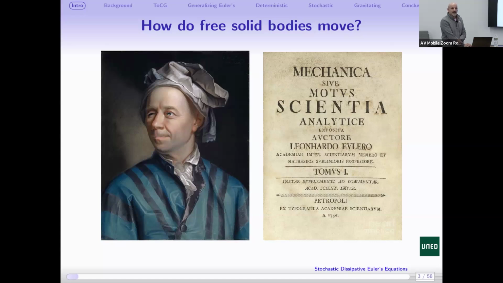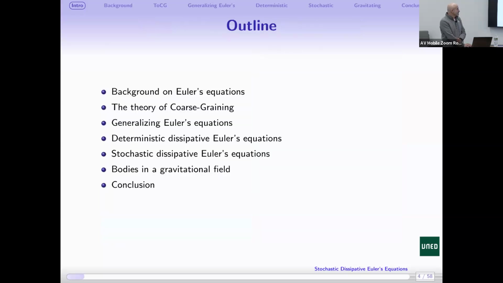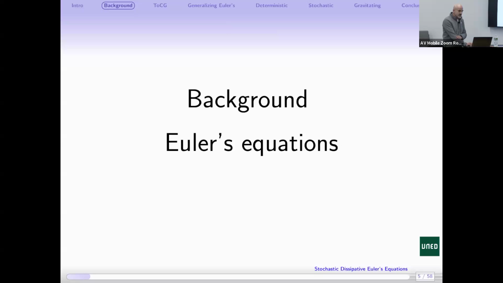There are a couple of questions that I would like to focus on, and this will be the subject of the talk. So this is the outline. I will present the background of Euler's equations, how they are derived. Then I will talk a bit about the theory of coarse-graining that I will use to generalize Euler's equation to include dissipation. And then I will consider the limit when thermal fluctuations are not important for sufficiently large bodies, and also the case where fluctuations are important. And at the very last, I will talk about what happens when you have one body in the presence of a gravitational field. So first, a bit of background.